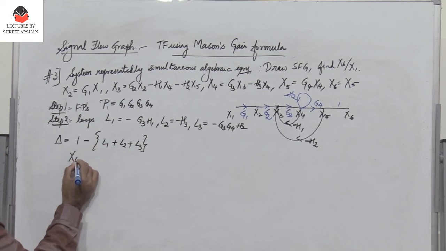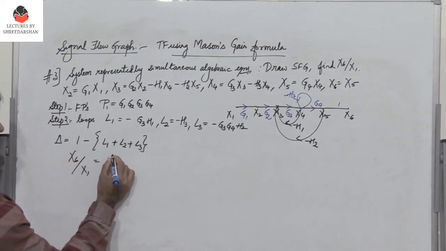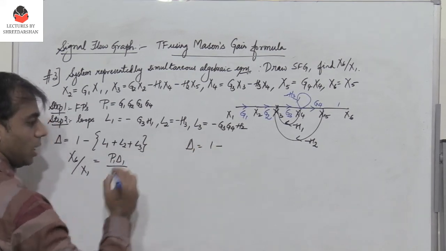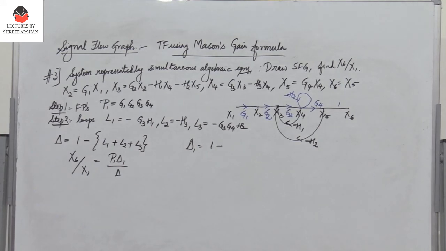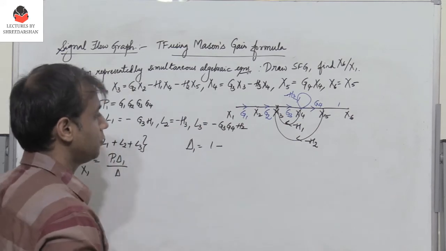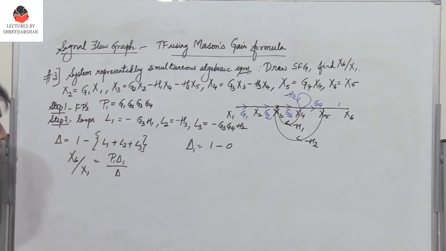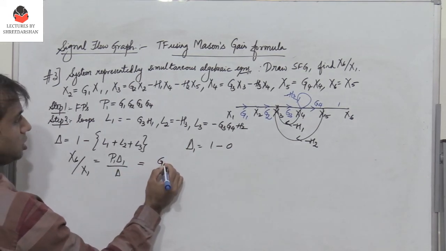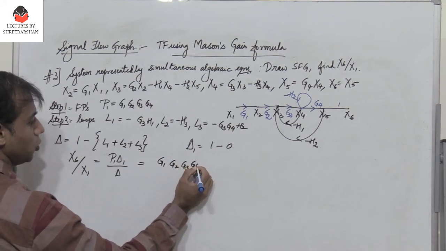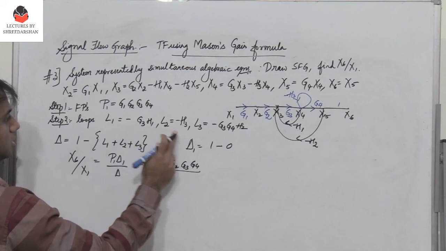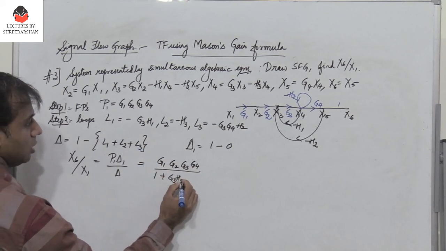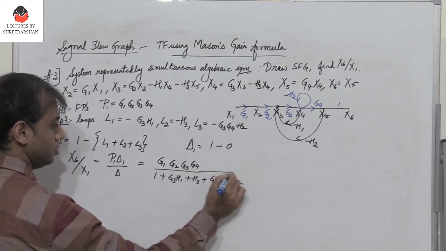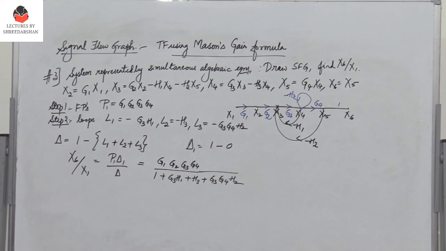So what is x6 by x1? Very simple, it's going to be P1 into delta 1 divided by delta. Now what is delta 1? Delta 1 is 1 minus, find all the loops which do not touch the forward path 1. So of course they all touch the forward path 1, so I have 0. 1 minus 0. So the final expression would be P1, that is G1, G2, G3, G4 divided by 1. So let me write the values, plus G3 H1 plus H3 plus G3 G4 H2. So this is the final transfer function.